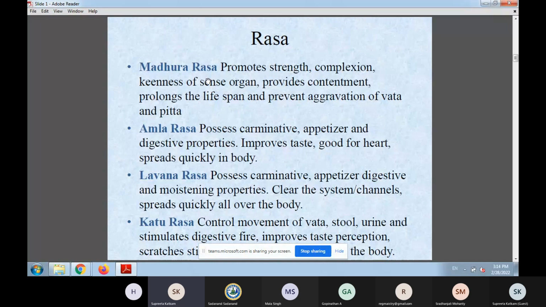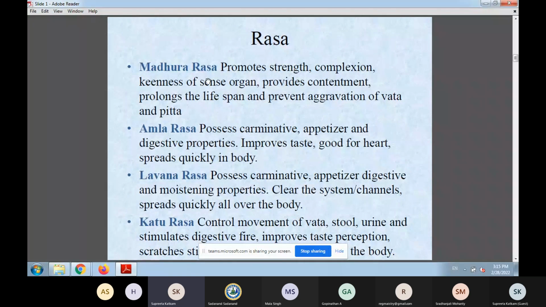Next, lavana rasa possesses carminative properties. It helps in digestion. Again, it is deepana and pachana. It is an appetizer and carminative and has moistening properties. It clears the system, or clears the channels. This property is important. It clears the channels and spreads quickly all over the body.